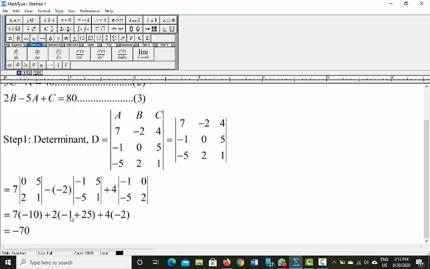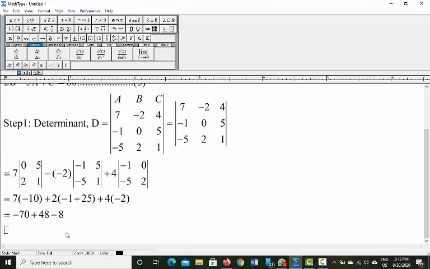Here what we will get, 25 minus 1, that is 24. 24 multiplied by 2, that is 48. Plus 48 and minus 8. So 48 minus 8, that is 40. So 40 minus 70, that is minus 30. So that is the value of D.